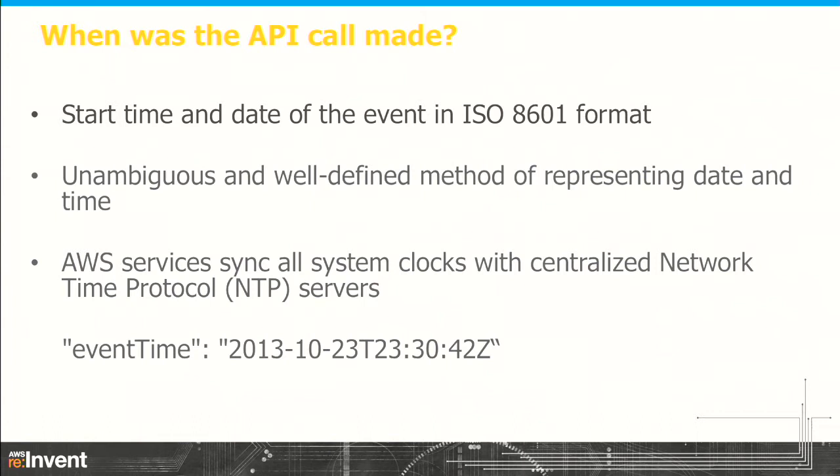So now we've talked in detail about the user identity and who. I want to switch gears and talk about other information that is available in the API calls, in the events that are recorded. Time is an important aspect of the API call that was made. CloudTrail records the time and date of the event in ISO 8601 format, which is the most unambiguous and well-defined method of representing date and time.